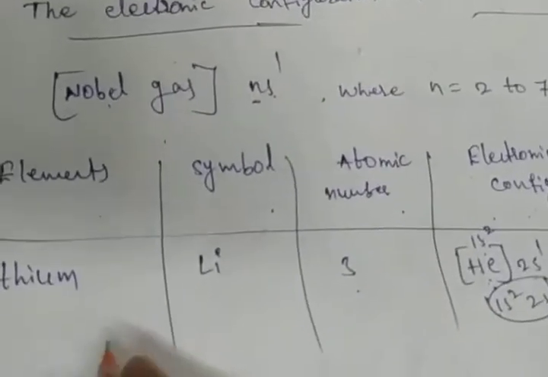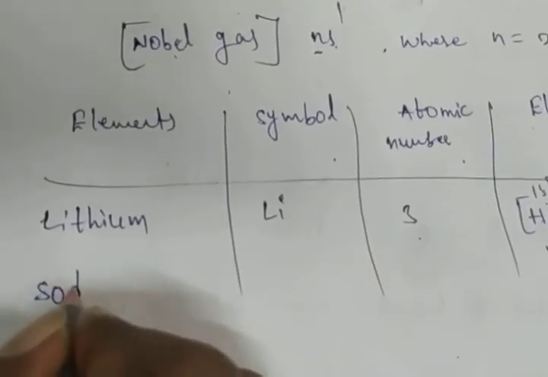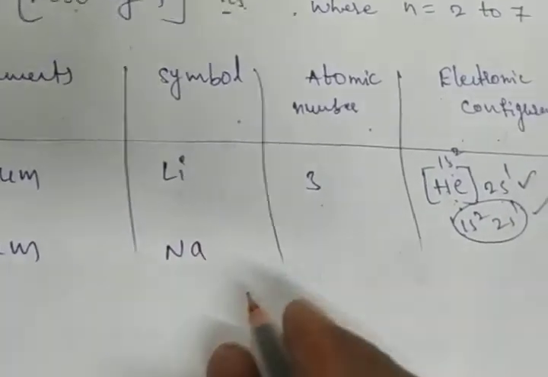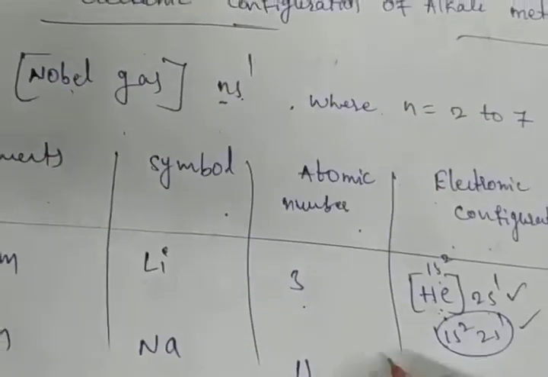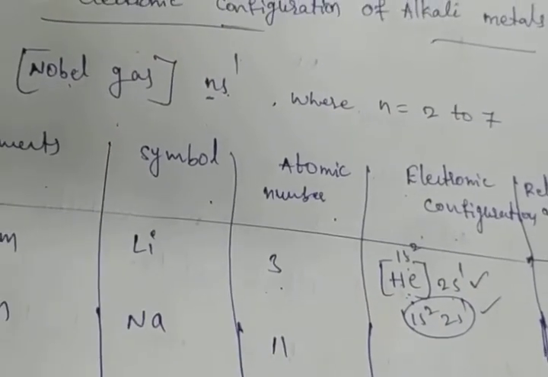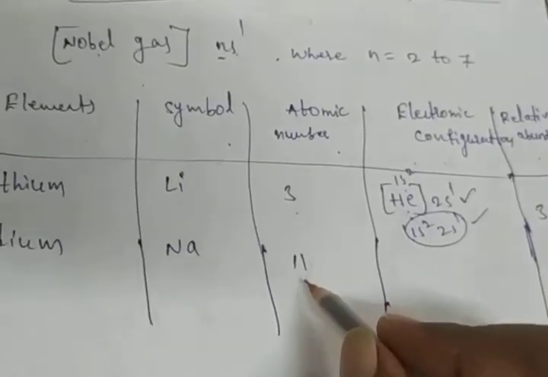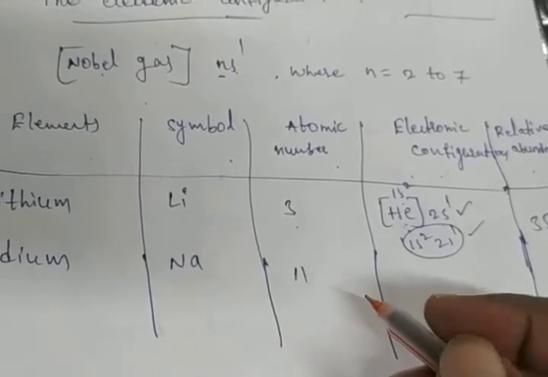And sodium. Next element is sodium. Sodium, you already know the symbol and atomic number. And what about the electronic configuration with noble gas and normal? With noble gas, here how many electrons are there? Atomic number 11 means 11 electrons are there.